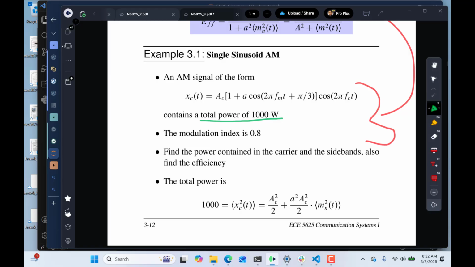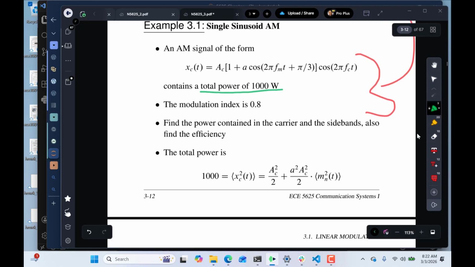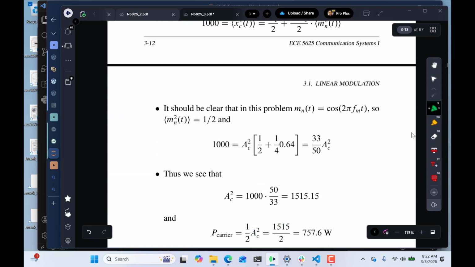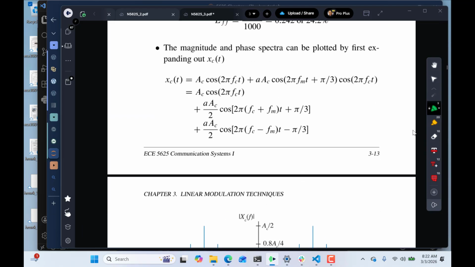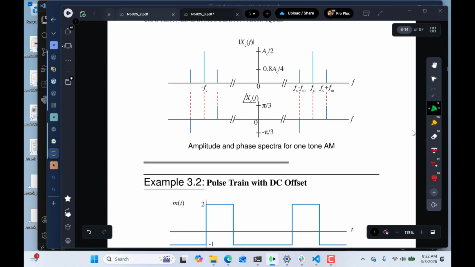That's going to be things that the homework problems are going to do, just working with these equations, though. And then you'll end up with a spectrum. If you were to plot it, you'll have an amplitude. In the amplitude spectral domain, you'll have AC over 2, and then the 2 upper and lower sidebands, which will be 0.8 AC over 4, and a 2-sided spectrum, as shown here.